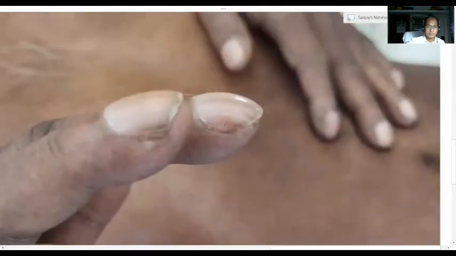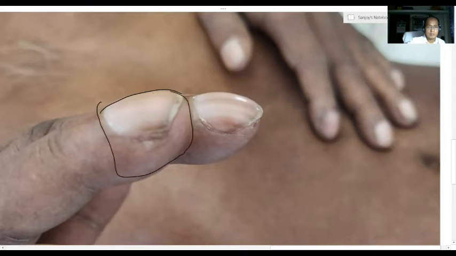Actually, this is a picture of clubbing of the finger nail. In clubbing, there is increased curvature of the nail plate and swelling of the terminal phalanx. This is the terminal phalanx, and overall it seems to be swollen up.